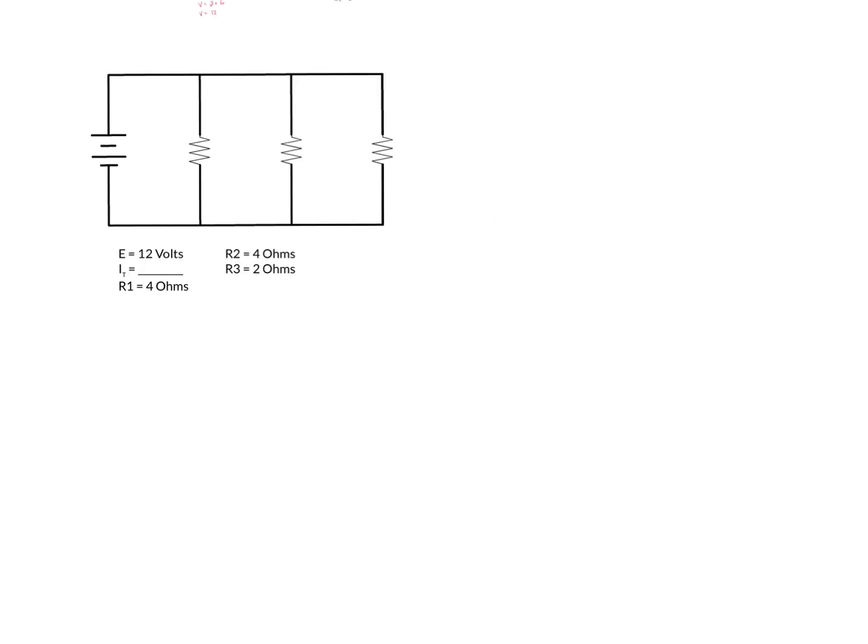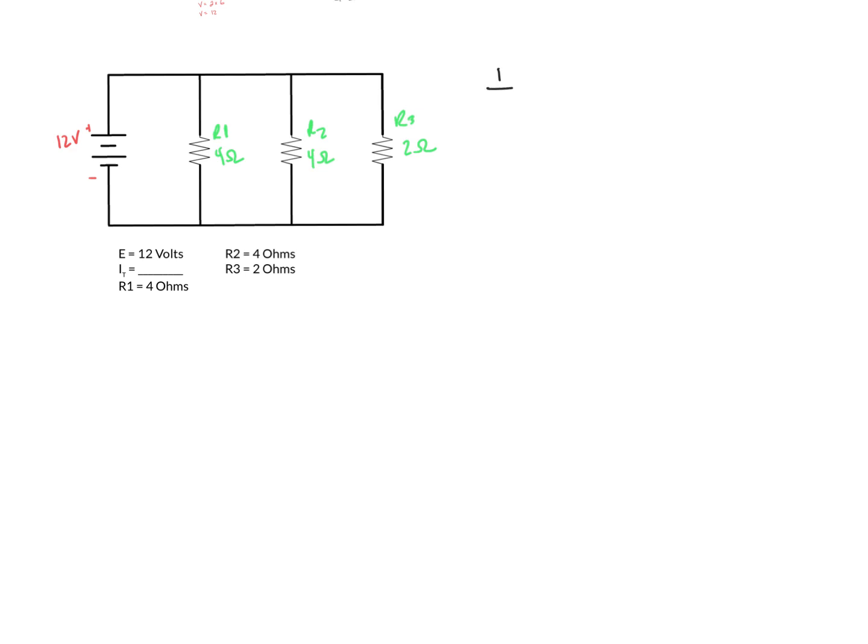Okay, with this circuit, again, we've got something similar. We got 3 branches in this case. Again, as we've done in the past, I'm going to just label what I know here. And we don't know the current on this one. R1 is 4 ohms. R2 is 4 ohms, and R3 is 2 ohms. Okay, so the first thing we're going to do here, again, we're going to try to figure out what the total equivalent resistance is so we can apply Ohm's law.